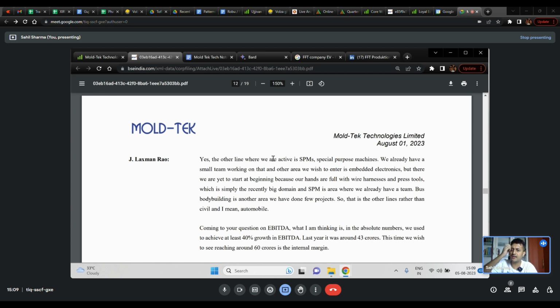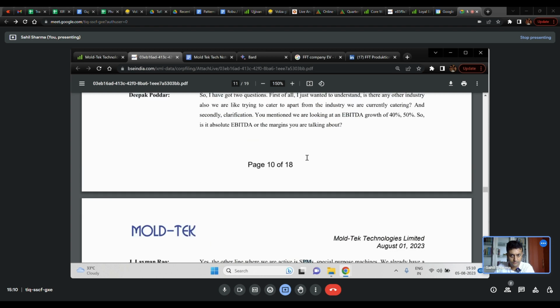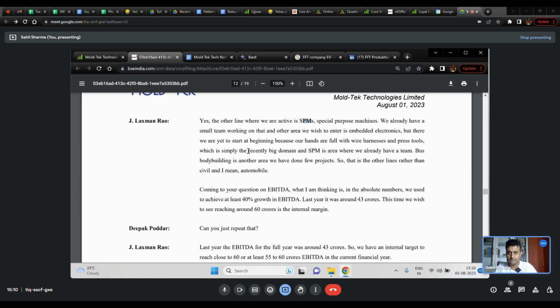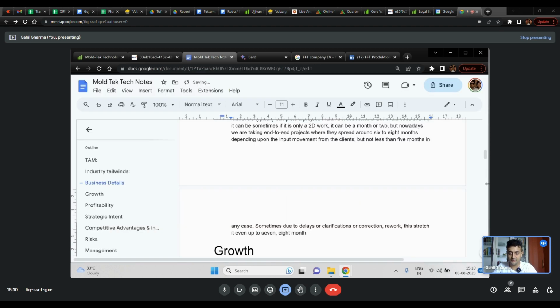Like this is a strategic intent of looking into. So the thing is, you are a mechanical services company, right? You really don't have any fixation on automotive. Automotive being one of the very large global industries, you have to be in automotive. But there are other things also they want to go into, like embedded electronics and special purpose machines, right? All of these are showing the strategic intent.